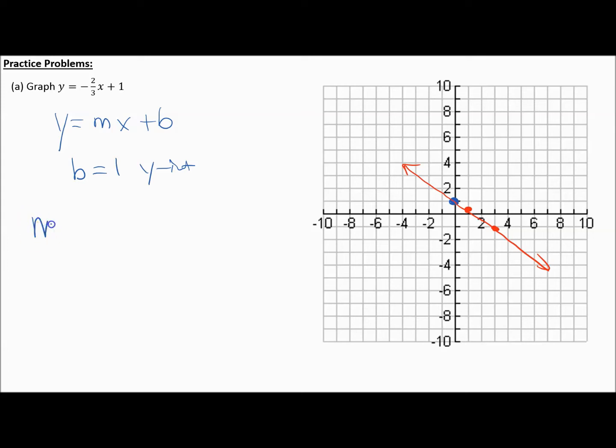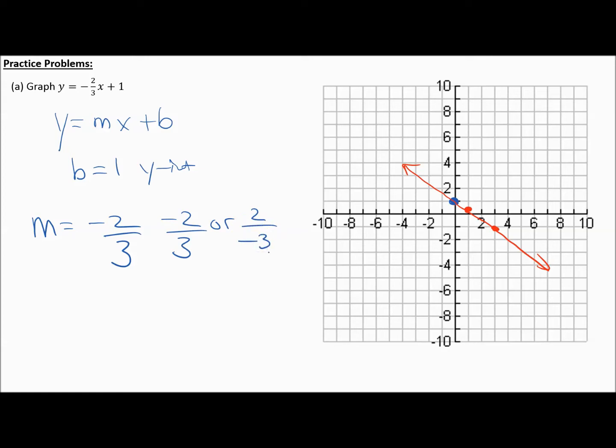Now my slope is m equals negative 2/3. Now you have a decision to make. The negative can either go with the numerator or go with the denominator. It does not go with both, okay? Because a negative over a negative is positive. It can't be both. So it's either negative 2 over positive 3 or positive 2 over negative 3.